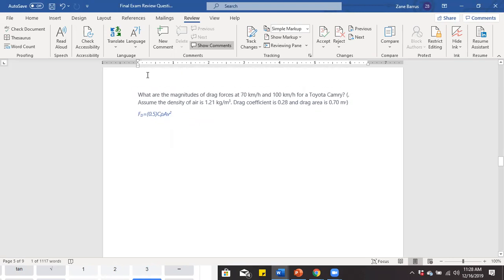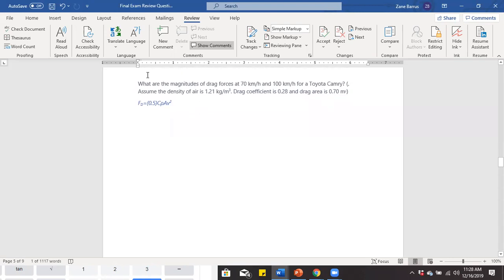Okay, so the last question that we're going to do today in this session: what are the magnitudes of drag forces at 70 kilometers per hour and 100 kilometers per hour for a Toyota Camry? Assume the density of air is 1.21 kilograms per cubic meter. Drag coefficient is 0.28, and drag area is 0.70 meters squared. I gave you the equation down here you're going to need to use to solve this. It looks very complicated, but it's just multiplying a couple things together with squaring involved.